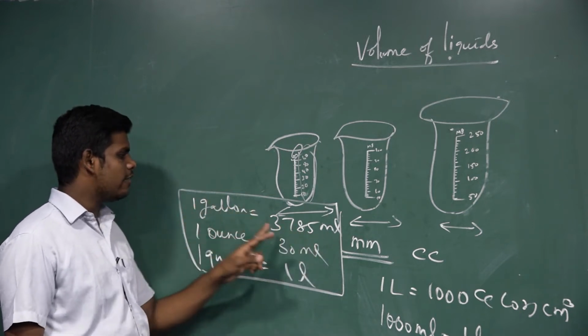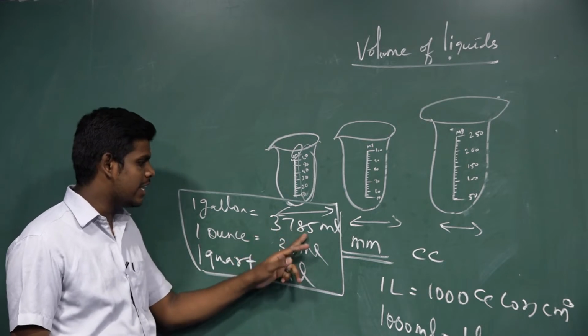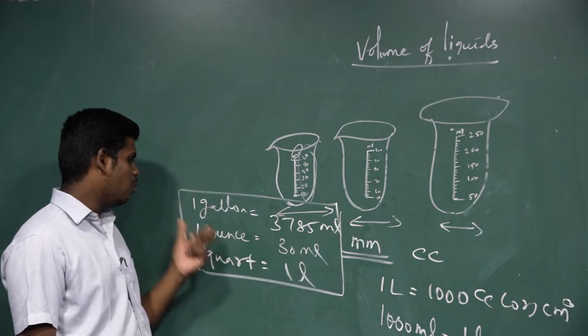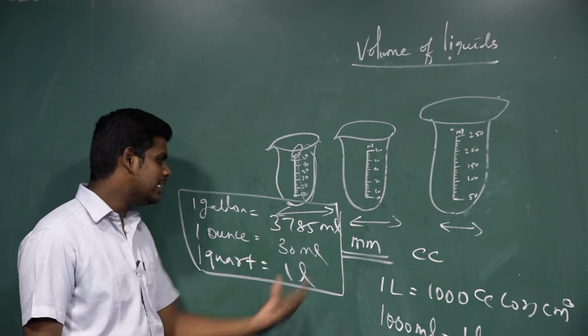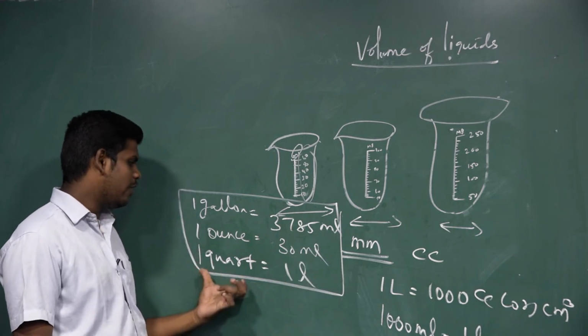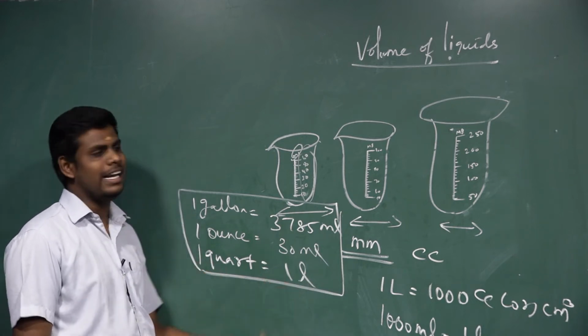1 gallon is equal to 3785 milliliter. 1 ounce is equal to 30 milliliter. 1 quart is equal to 1 liter.